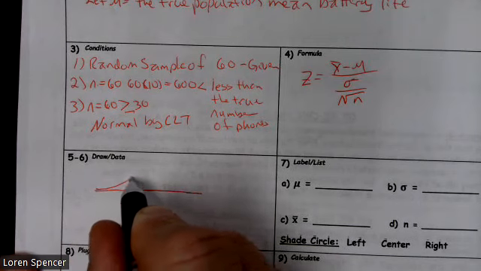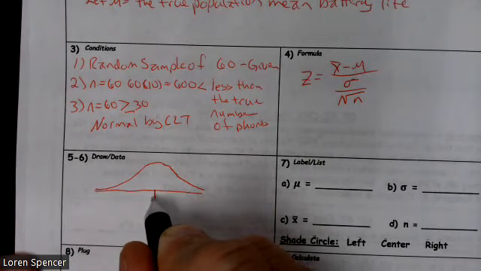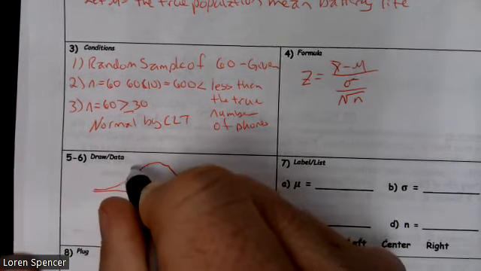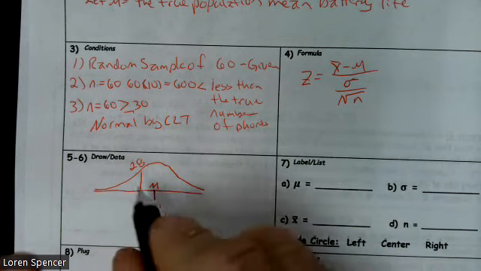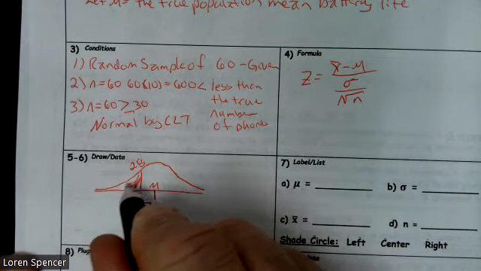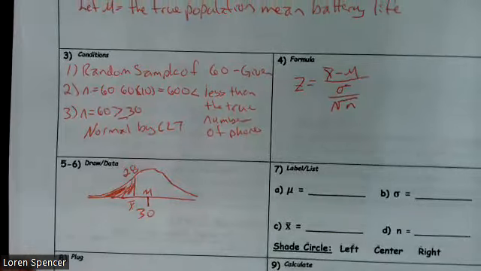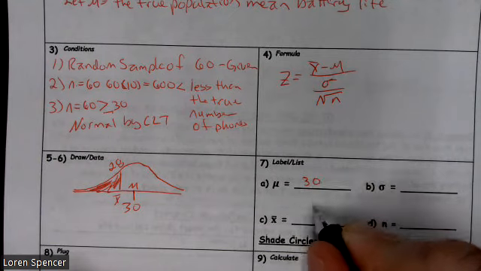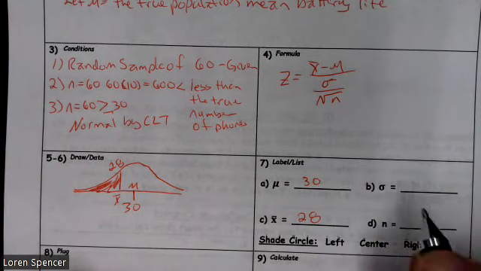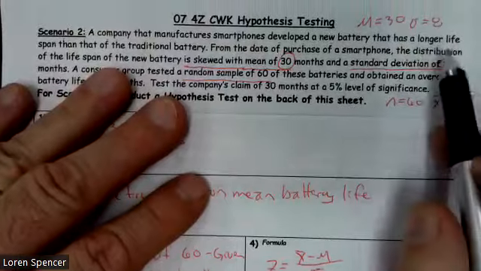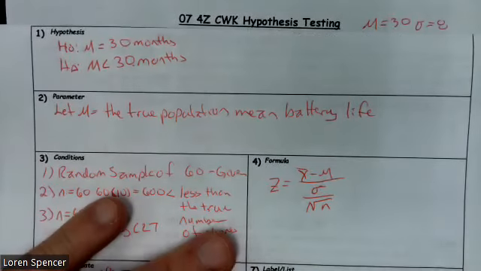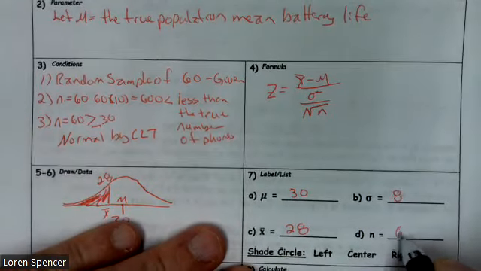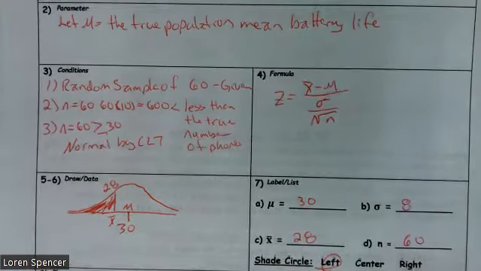When we draw a picture of it, we said that was the claim, so that's what mu is, but we ended up with an X bar of 28. And we're going to shade less than because that's what the author, me, intended. So our mu was 30, our X bar was 28. Our standard deviation was 8 months. Our sample size was 60, and we shaded to the left.